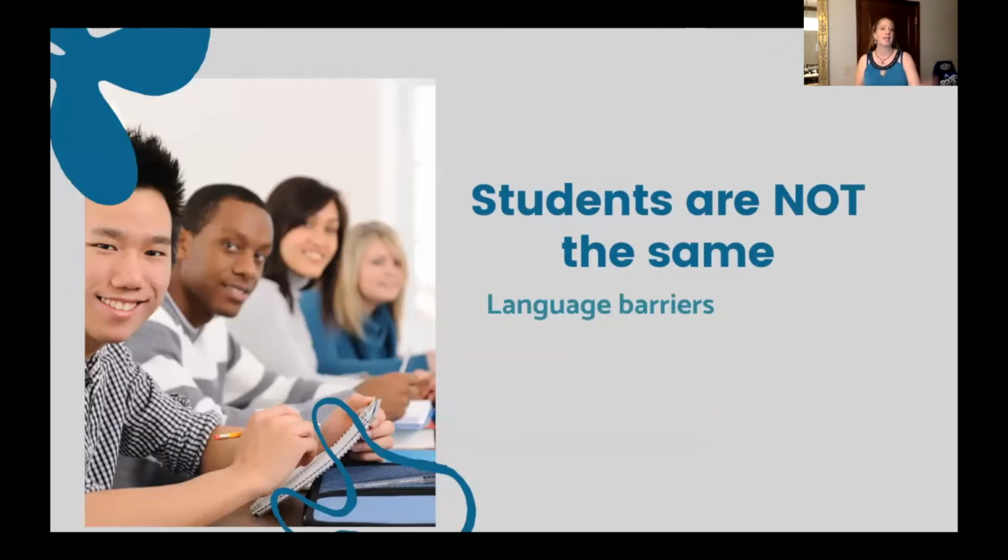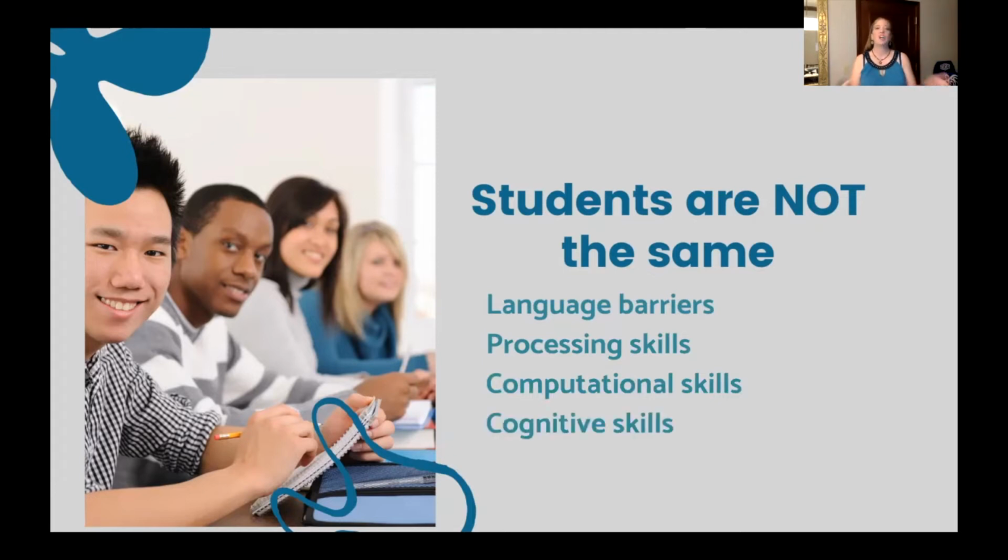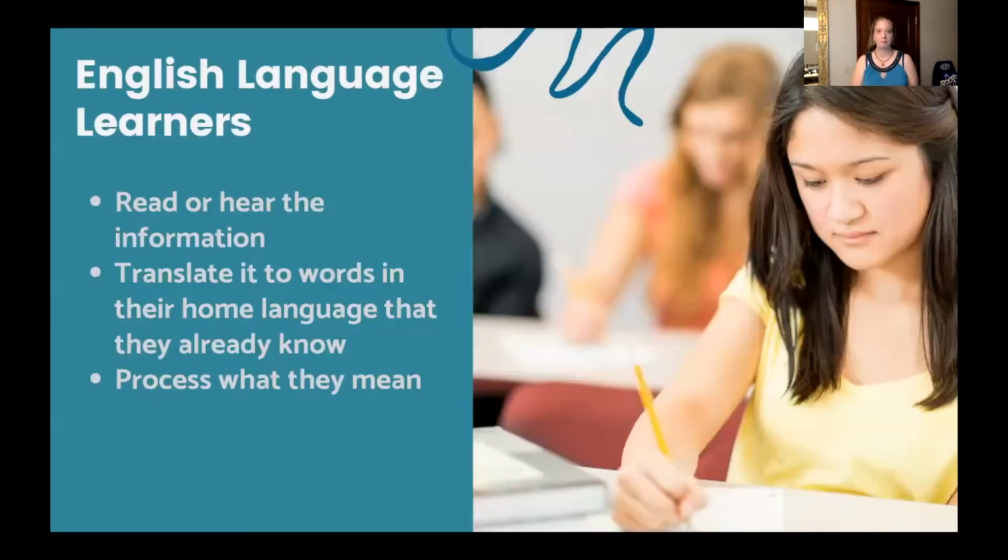Students could come in with a language barrier, or they might have some processing skills. They could have some computational skills, cognitive skills, or mechanical skills. So students can have difficulty in all these areas and more. So how do we reach them? How do we make sure that we are supporting them and that they're getting that basic information that they can then use to move forward? And again, the flipped classroom model is perfect for that.